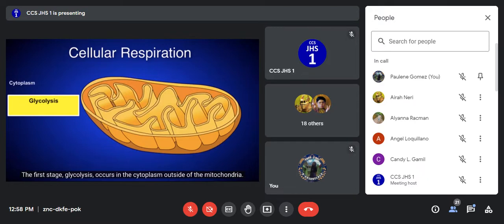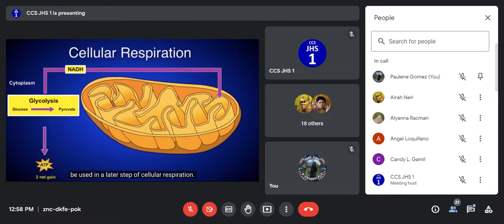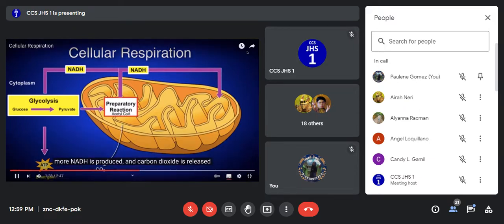The first stage, glycolysis, occurs in the cytoplasm outside of the mitochondria. During glycolysis, enzymes break down glucose into two molecules of pyruvate. During this process, two ATP are produced, and NADH is released to be used in a later step of cellular respiration. Stage 2 is the preparatory reaction. During this stage, the pyruvates of glycolysis move into the mitochondria, where they are converted into acetyl-CoA. During this conversion process, more NADH is produced and carbon dioxide is released.